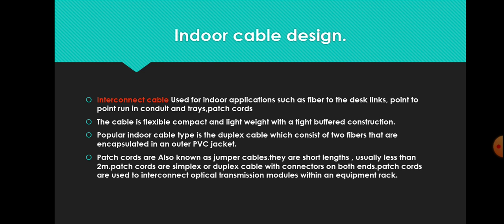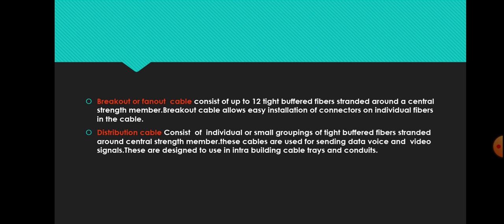Next is the indoor cable designs. We know that indoor cables can be used for interconnecting instruments, for distributing signals among the office users, for connections to printers or servers, and for short patch cords in telecommunication equipment racks. And the three main types of indoor cable designs are: the interconnect cable is the first one, the second is the breakout or fan out cable, and the third one is the distribution cable.